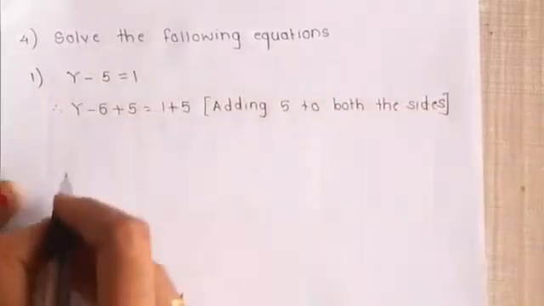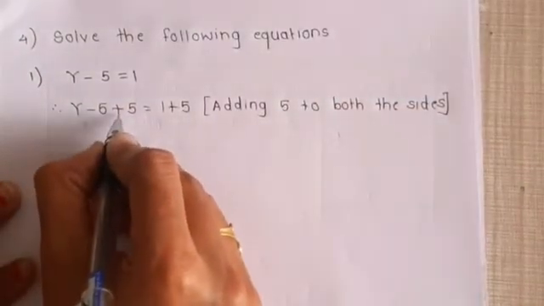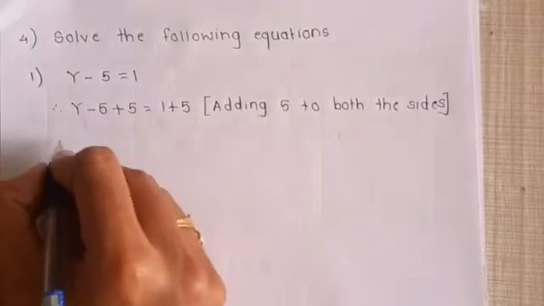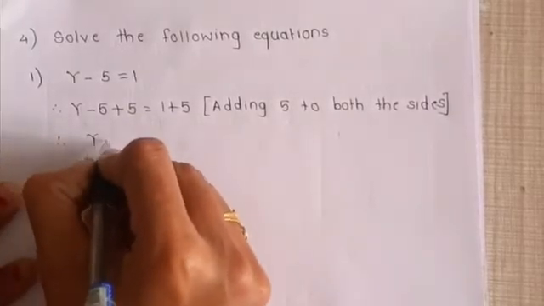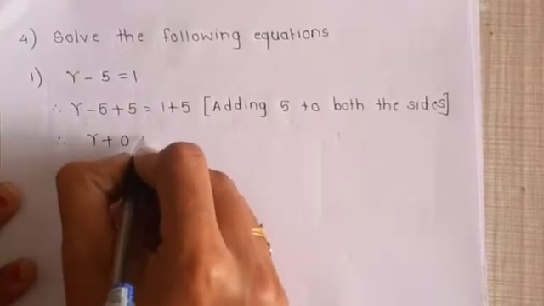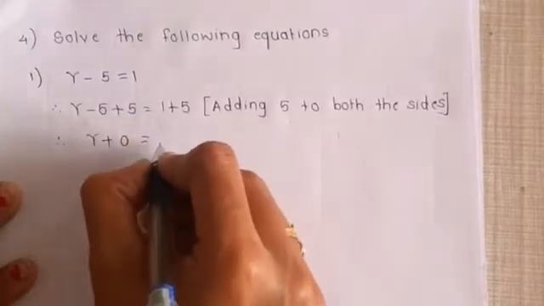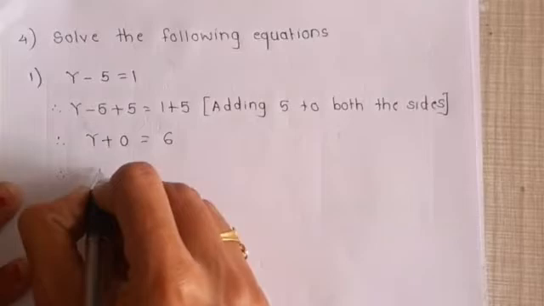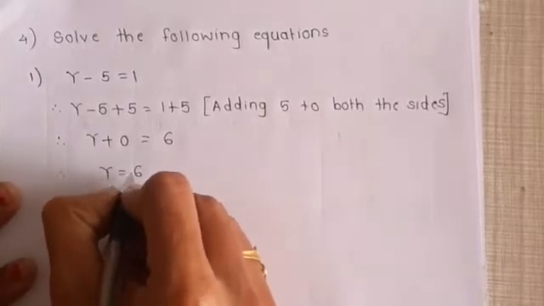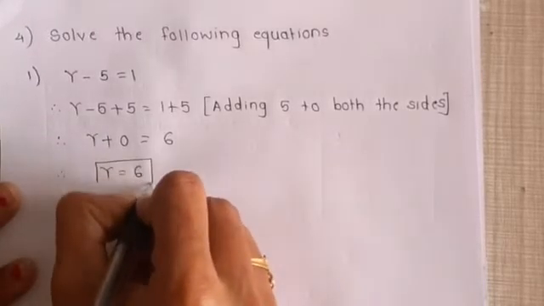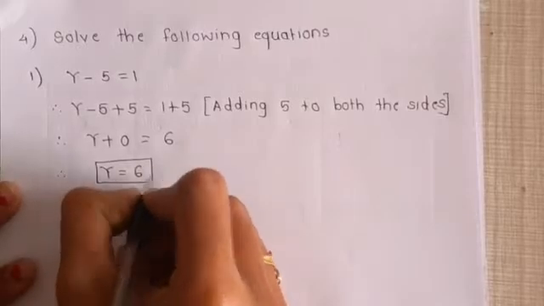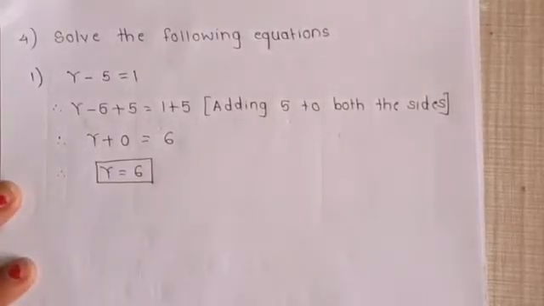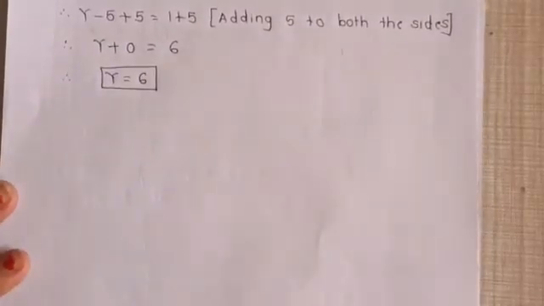You have to give the reason for which step you are taking. Plus 5 minus 5, 0. Therefore y plus 0 is equal to 1 plus 5. We get answer 6. Therefore y is equal to 6. In this way you will solve the following equation.